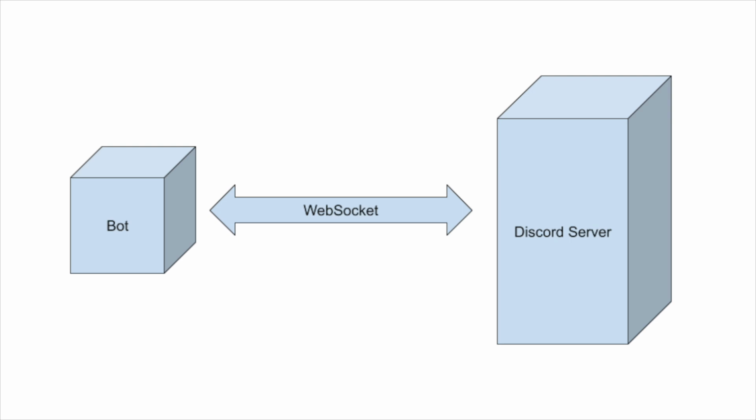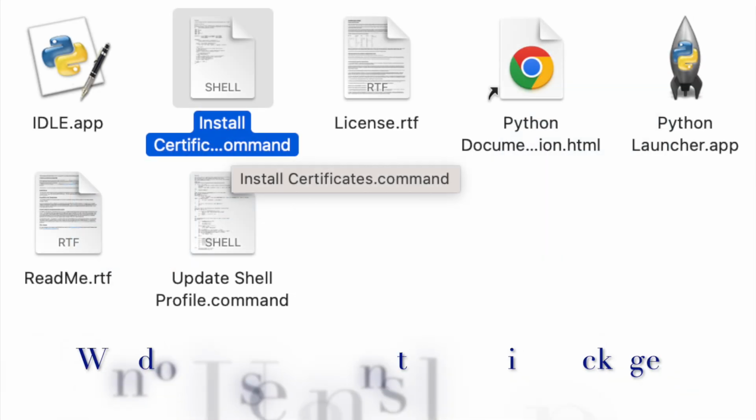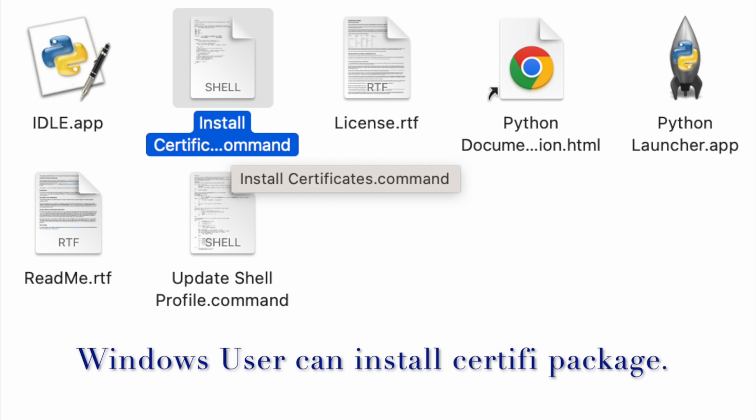Before we dive into the code, it's important to understand that our bot communicates with the Discord server using WebSocket technology for real-time data transfer. To ensure secure communication, SSL/TLS certificates are essential for server authentication and data encryption. Therefore, you must ensure that you have the latest certificates installed. For Mac users, you can update your certificates by running the install certificates command found in the Python installation directory.